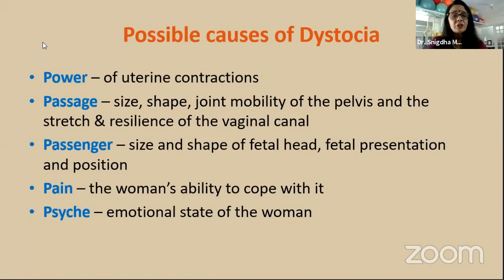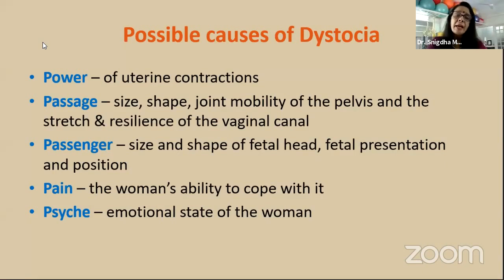The passage, the 5 P's are important. The passage is the size, shape, and joint mobility of the pelvis. What the pelvis mobility and shape and size are is important. And also what is the strength and resilience of the vaginal canal. All of these, when not optimum, cause dystocia. And then the passenger, the fetus, is very important: the size and shape of the fetal head, the fetal presentation and position, as I talked to you earlier.